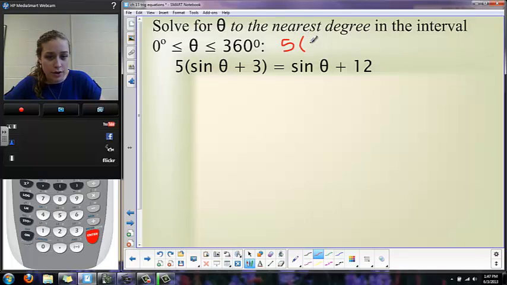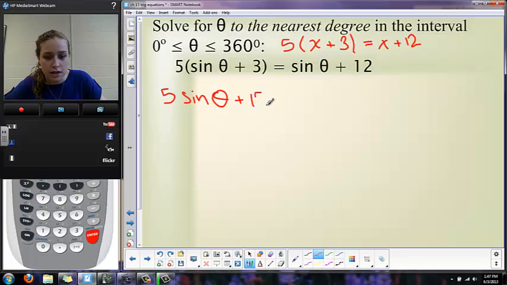And during the test, if you ever get confused about what you're doing, I was actually encouraging kids, if you don't really understand what's going on, you could replace the sine or the cosine with just an x if that makes you feel more comfortable with solving this equation. So this is really 5 times x plus 3 is equal to x plus 12. So how would you go about solving an equation like that? Well, I would distribute that 5 through first. So this is really 5 sine theta plus 15 is equal to sine theta plus 12.